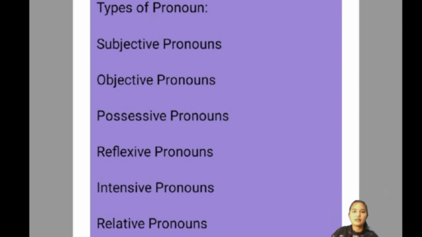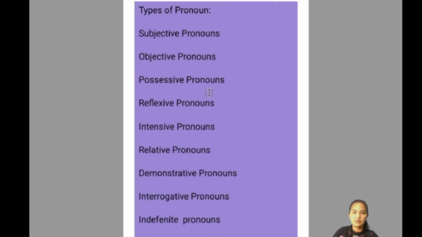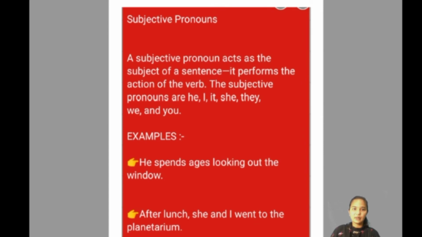Now there are types of pronouns. See: subject pronouns, object pronouns, possessive pronouns, reflexive pronouns, intensive pronouns, relative pronouns, demonstrative pronouns, interrogative pronouns, and indefinite pronouns. Let us discuss them one by one. So the very first is the subjective pronoun. Now let us see what it is.